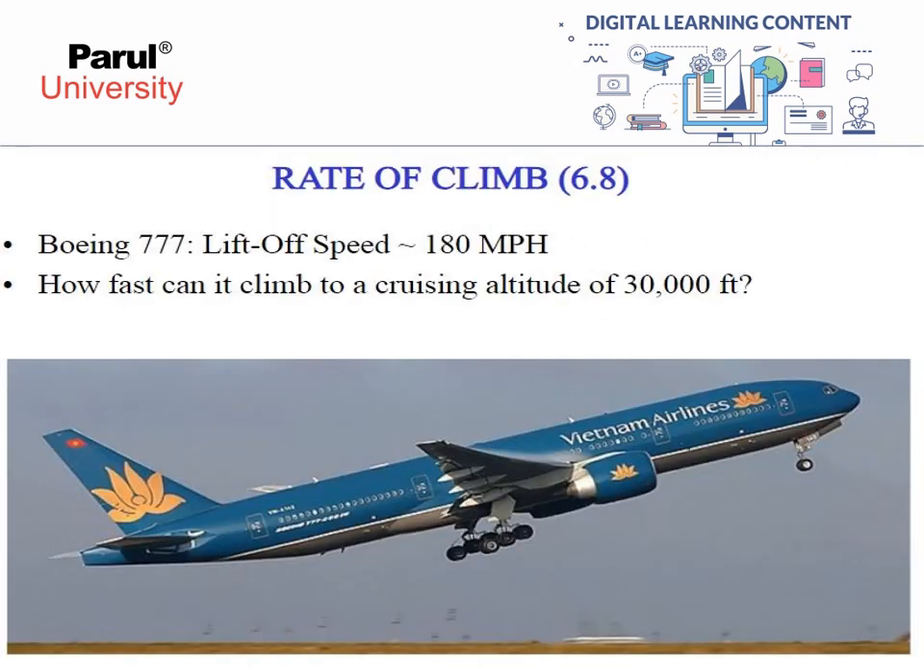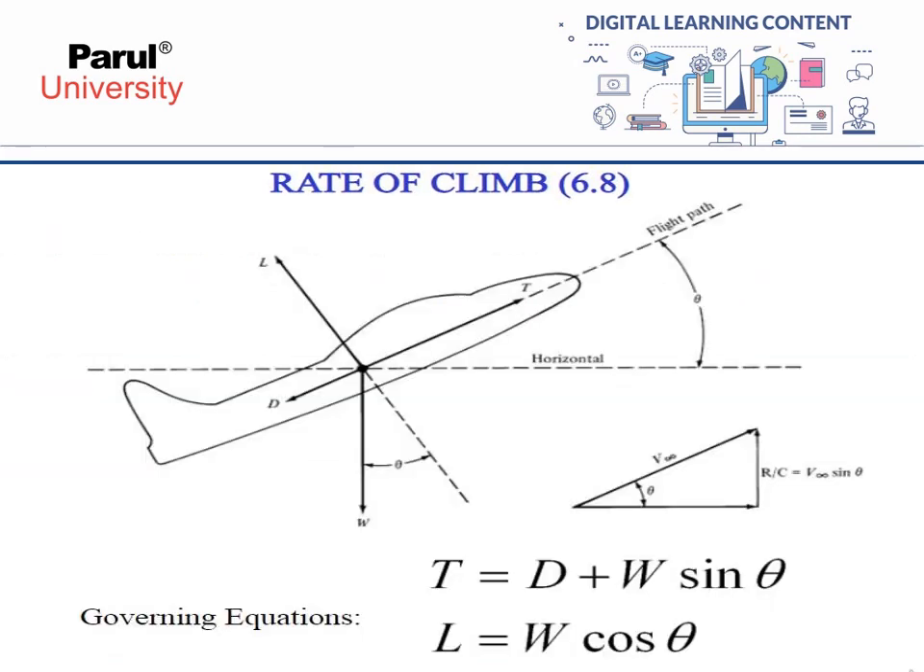now what is the rate of climb? The Boeing 377 lift off speed is 180 miles per hour, and how fast can it climb to a cruising altitude of 3000 feet? Now for the rate of climb, we can see that thrust is equal to drag plus W sin theta, and lift is equal to W cos theta, the governing equations.